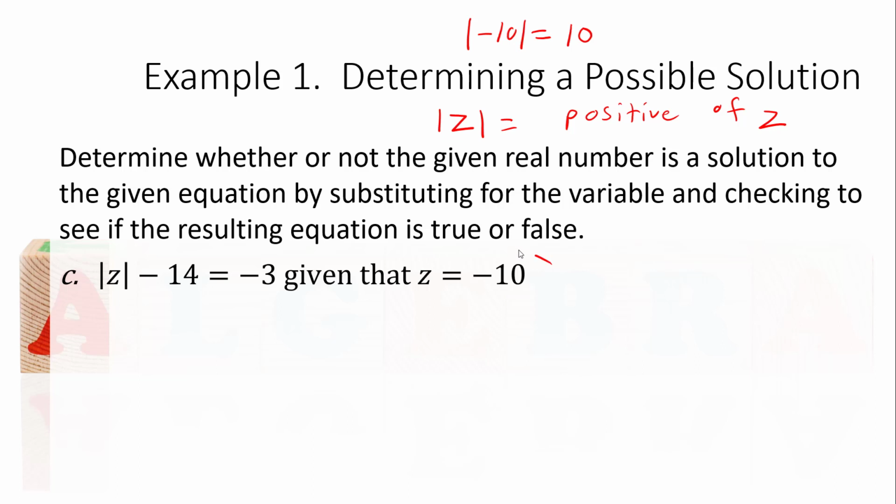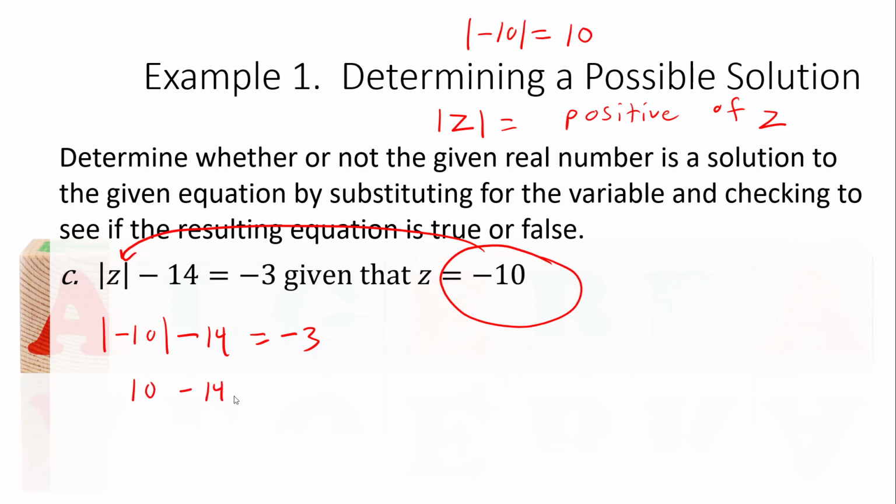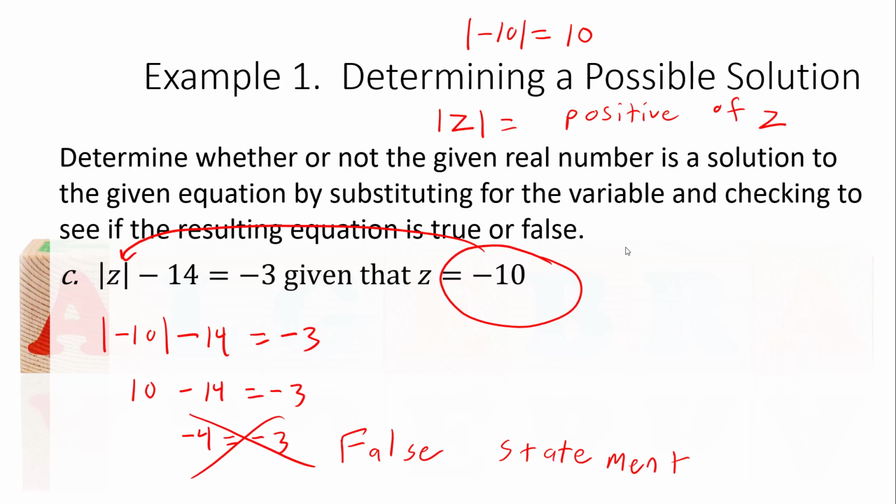So once again, we're going to take this and we are going to substitute that into z, and this is what we're going to get. We're going to have negative the absolute value of 10 minus 14 is equal to negative 3. All right, what's the absolute value of negative 10? Well, that's just 10. 10 minus 14 is equal to negative 3. Well, what is 10 minus 14? If you simplify these two terms, you will get negative 4 is equal to negative 3, which is not true at all. This, once again, is a false statement, and it's not a solution.